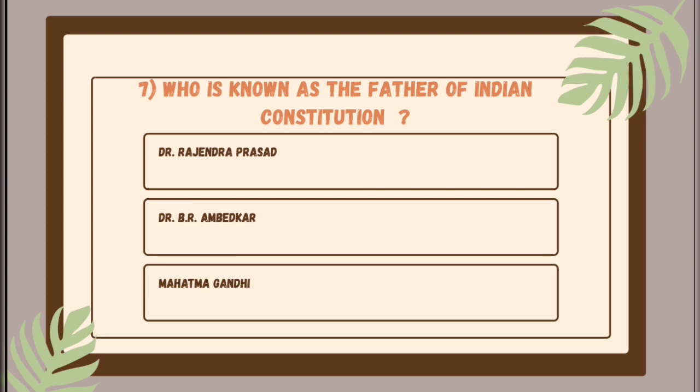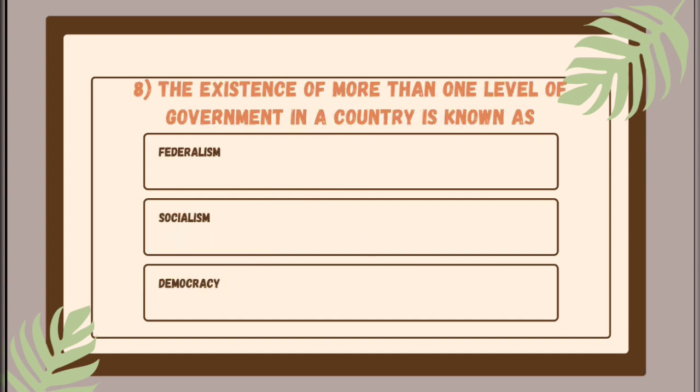Question number 7. Who is known as the father of the Indian Constitution? Very easy question regarding your preparation. The options are: first option, Dr. Rajendra Prasad. Option B, Dr. B.R. Ambedkar. And the last option, Mahatma Gandhi. Among the following Indians, who is known as the father of the Indian Constitution? The correct answer for question number 7 is option B, Dr. B.R. Ambedkar is known as the father of the Indian Constitution. Okay, next question.